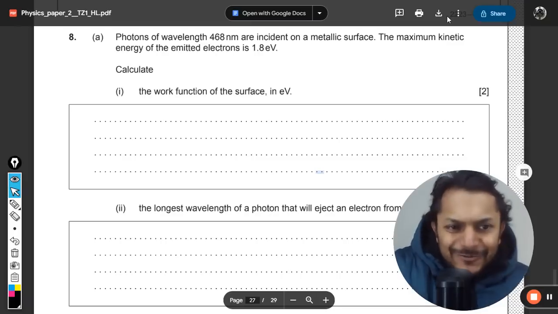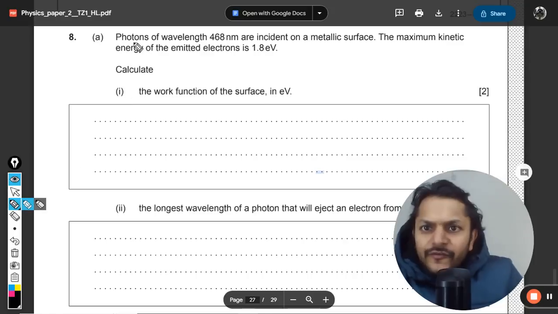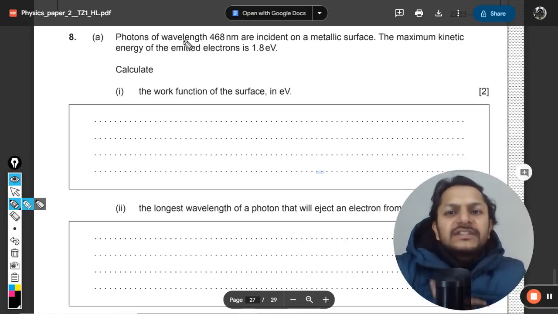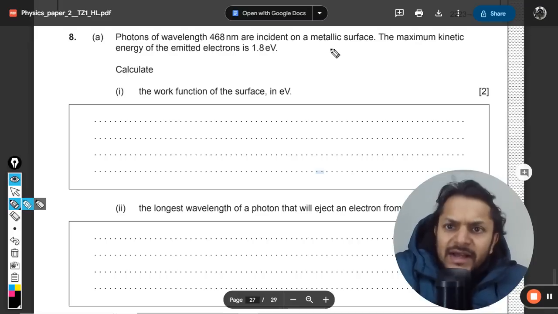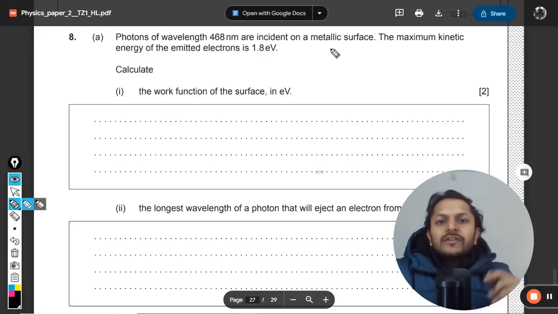Okay, dear student, let us see what is there in this question. Photons of a wavelength 468 nanometer are incident on a metallic surface. The maximum kinetic energy of the emitted electron is 1.8 electron volt. Calculate the work function of the surface in eV. So we have to find the work function.